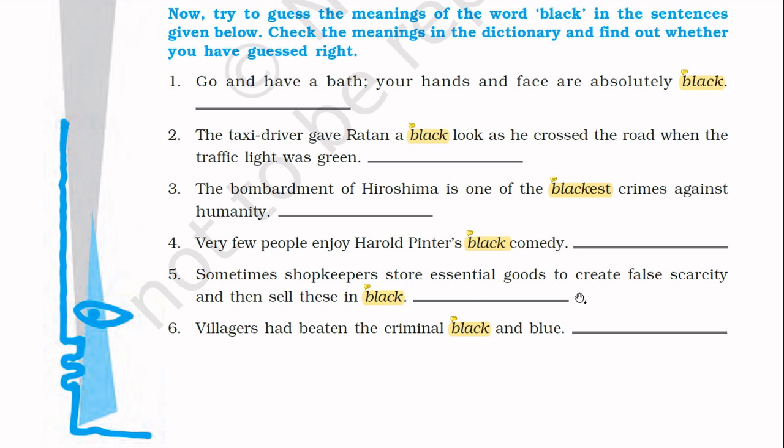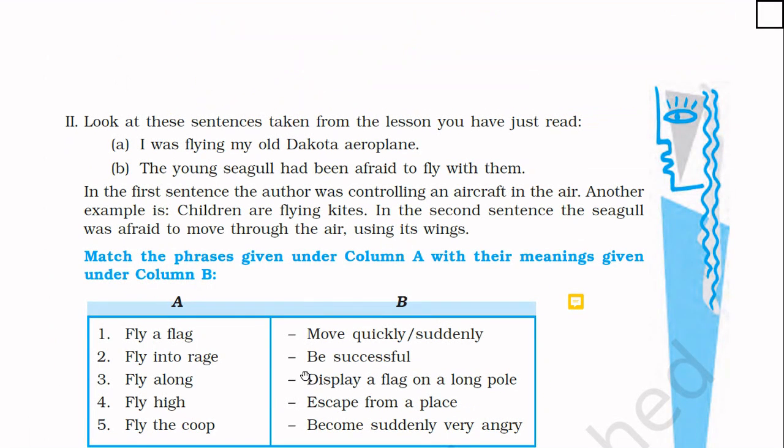And sometimes shopkeepers store essential goods to create false scarcity and then sell these in black. So what do you mean by black here? Well, sell them illegally, at a high price. Villagers had beaten the criminal black and blue. Black and blue means very cruelly and brutally, badly in simple terms.